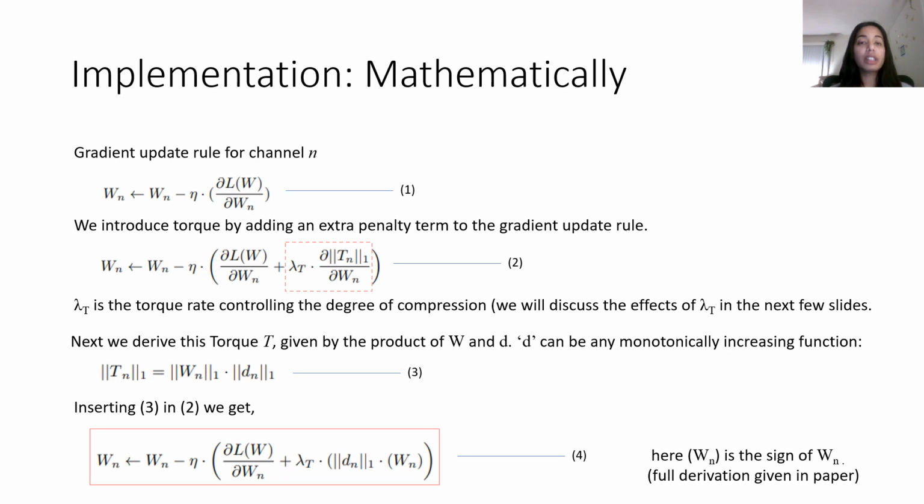Next, we derive the torque T given by the product of W and D. This D can be any monotonically increasing function. Inserting 3 into 2, what we finally get is this updated rule, which is a product of lambda t, the Dn, and the sign of the weight matrix.